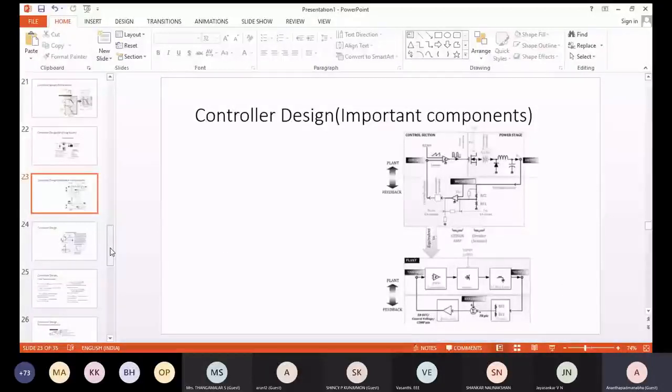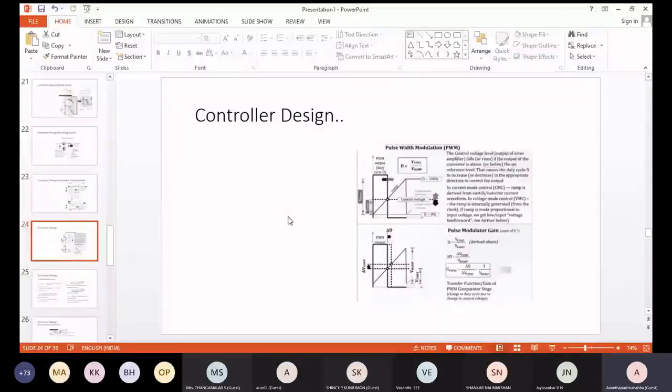Here, there are a couple of slides basically for deriving the transfer functions. This one is the pulse width modulator. What it will do is take the control signal as the input and output the PWM pulses. Obviously there is a sawtooth, and we compare it with the control signal, and the output will be a PWM pulse. So finally, the transfer function is 1 by P ramp.